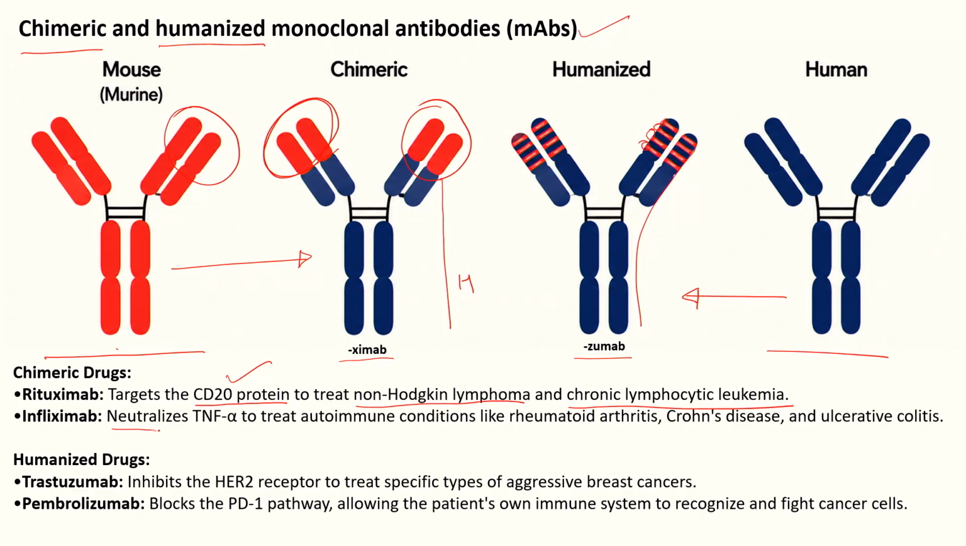The other is infliximab. Infliximab is a TNF alpha neutralizing antibody. So it can bind to TNF alpha, which is tumor necrosis factor, and this is utilized to treat autoimmune conditions like rheumatoid arthritis, Crohn's disease, and ulcerative colitis. That means TNF alpha is at a higher concentration in patients suffering from Crohn's disease, ulcerative colitis, or rheumatoid arthritis. So just to downregulate the TNF alpha concentration, we can use a chimeric antibody and mask TNF alpha, or CD20 for that matter.